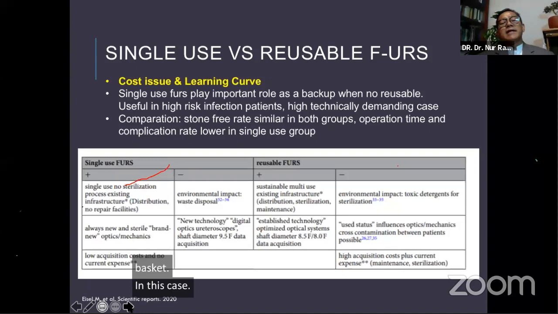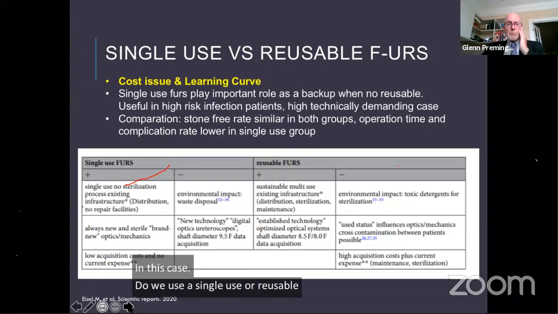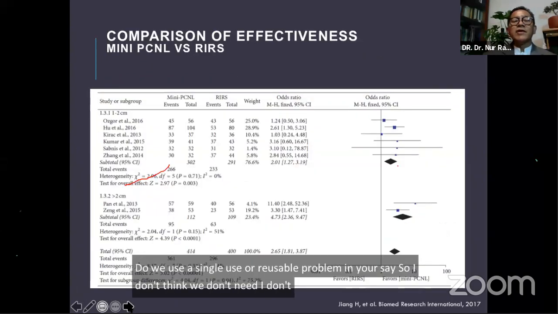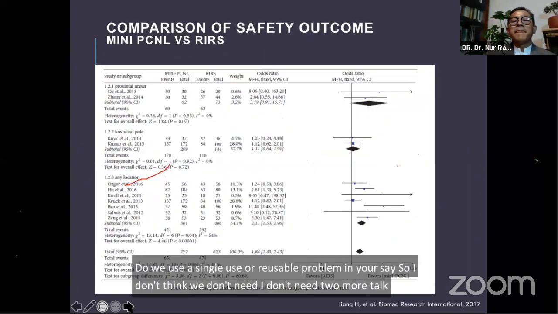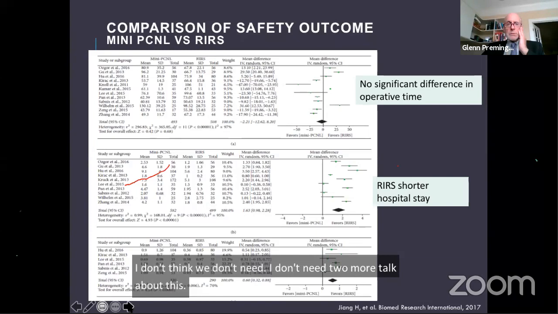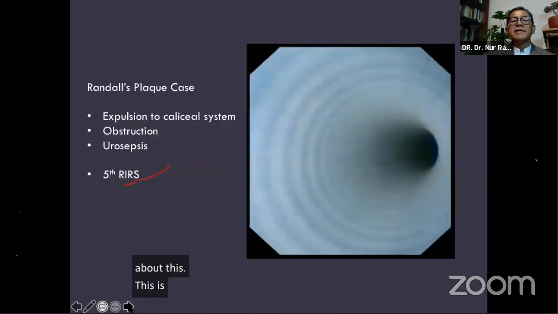Do we use single-use or reusable? Prof. Preminger said so. I don't think we need to talk more about this. I already said this before, sorry.